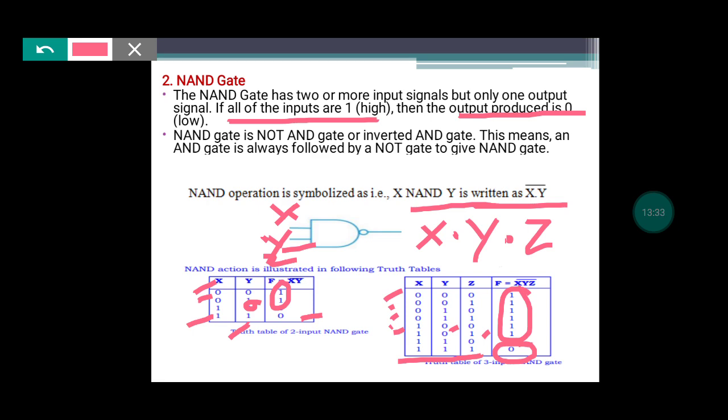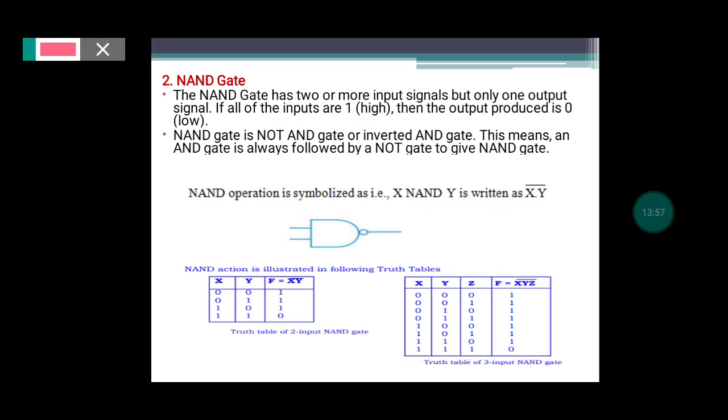So NAND gate is exactly opposite of AND gate. So it is also called an inverted AND gate. It has 2 or more input signals, but it produces only one output signal. And if all of the input signals are high, then only the output produced will be 0 or low. Otherwise, if any one of the input signals is 0, then the output will be high. So now we saw 2 derived gates. One is NOR, another one is NAND.